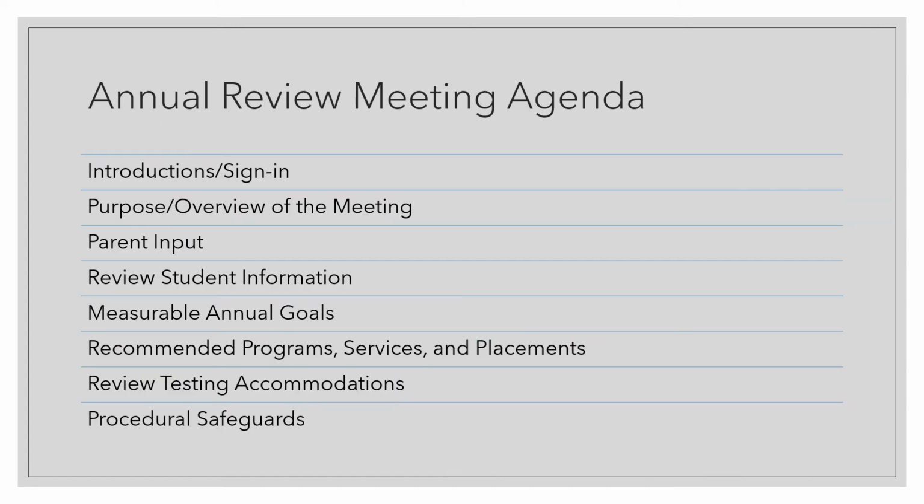In terms of an annual review meeting, again, it's important to introduce each other and sign in, and then review the purpose and overview of the meeting. The parents will then be asked to provide input. The committee will then review student information through the gen ed teacher and the special education teacher, as well as related service providers. The special education teacher and related service providers will then review measurable annual goals. They will then review recommended programs, services, and placements and determine what is appropriate for that student. They'll then review testing accommodations and then again provide the parents with a copy of procedural safeguards.